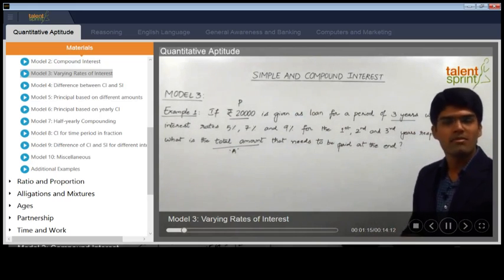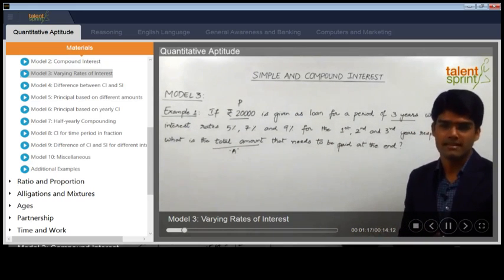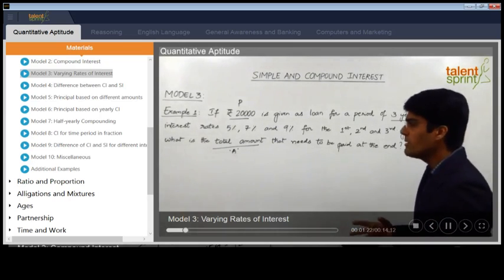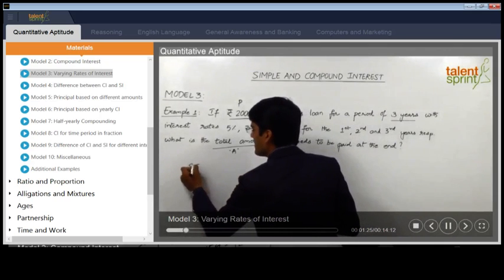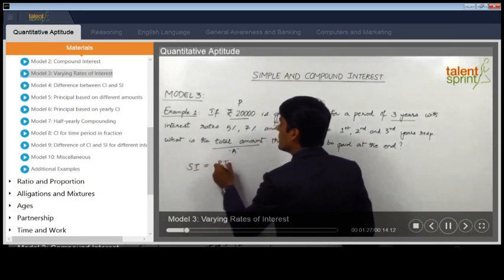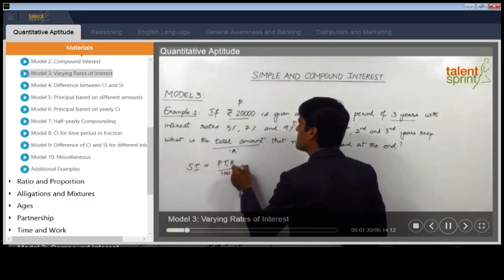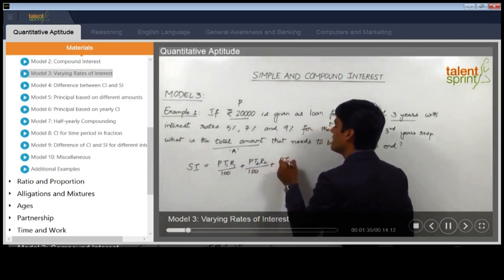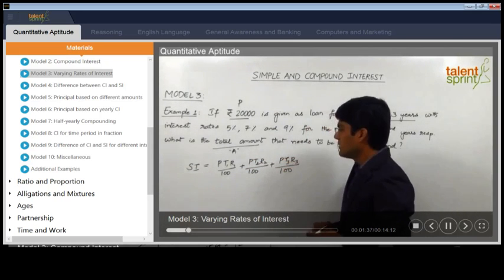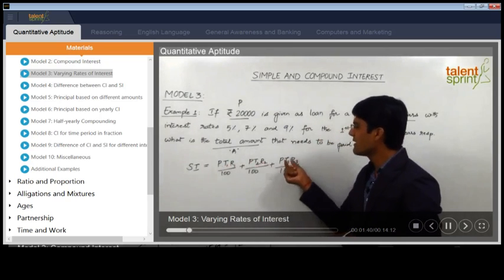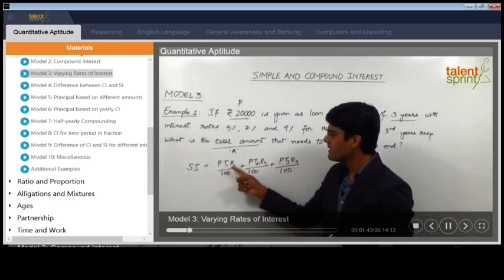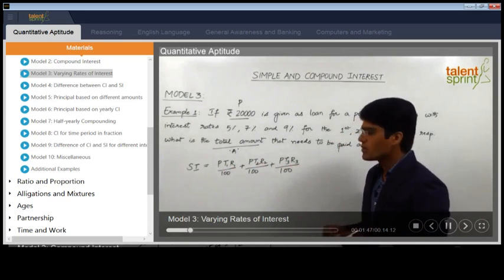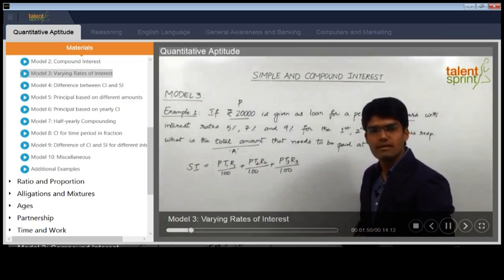We know that total amount is nothing but the principal amount plus the interest amount. So principal is 20,000. We need to find out the interest here. Now going by the formula, the simple interest here can be calculated as P T1 R1 by 100 plus P T2 R2 by 100 plus P T3 R3 by 100. The point here is, for different time periods, the rates of interest are changing. So for the first time period, interest R1, for the second time period, interest R2, and the third time period, the interest is R3. So by substituting the proper values, we get the required simple interest.